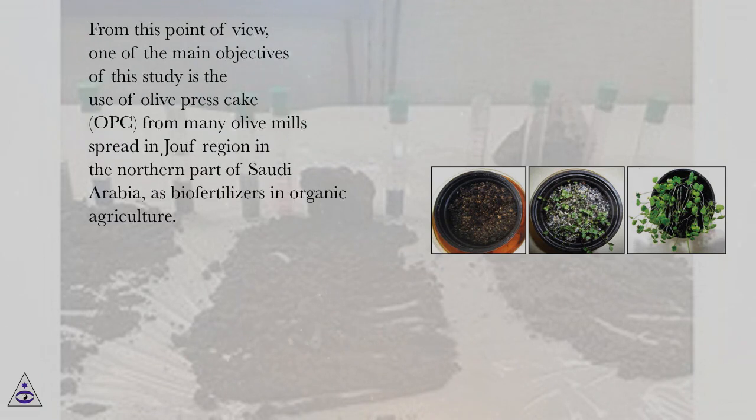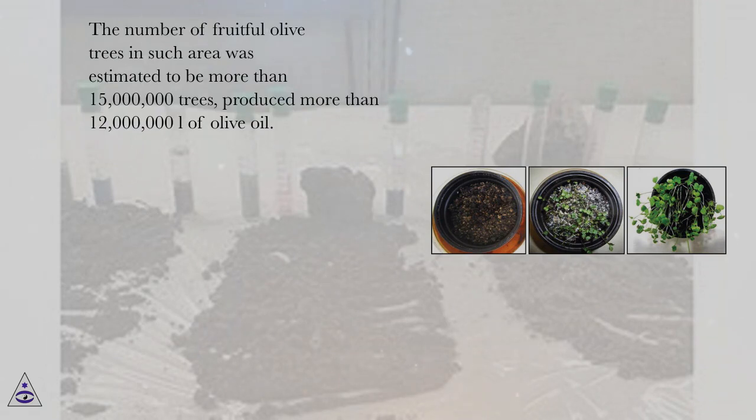From this point of view, one of the main objectives of this study is the use of olive press cake, OPC, from many olive mills spread in Juf region in the northern part of Saudi Arabia, as biofertilizers in organic agriculture. The number of fruitful olive trees in such area was estimated to be more than 15 million trees, which produced more than 12 million liters of olive oil.